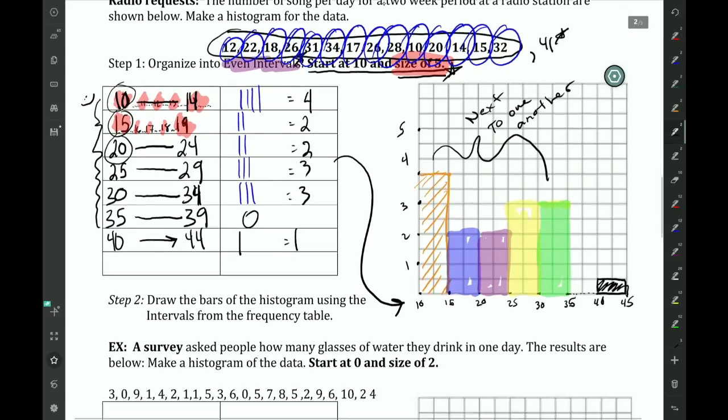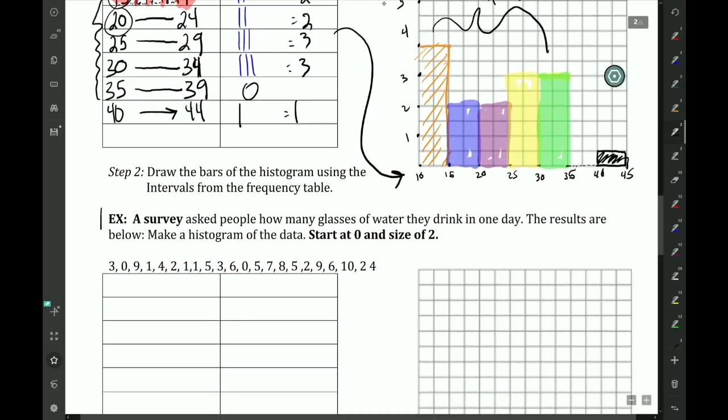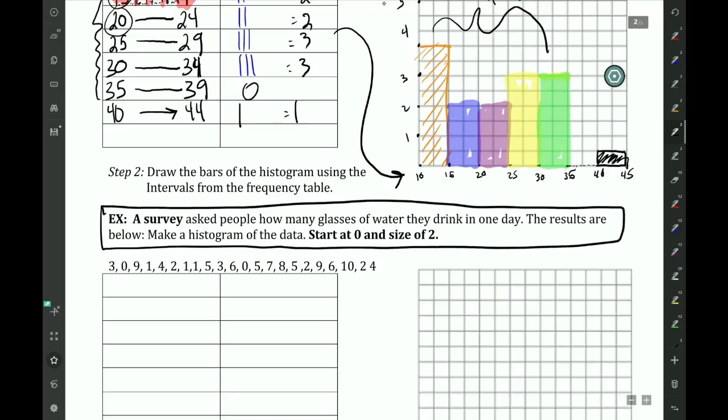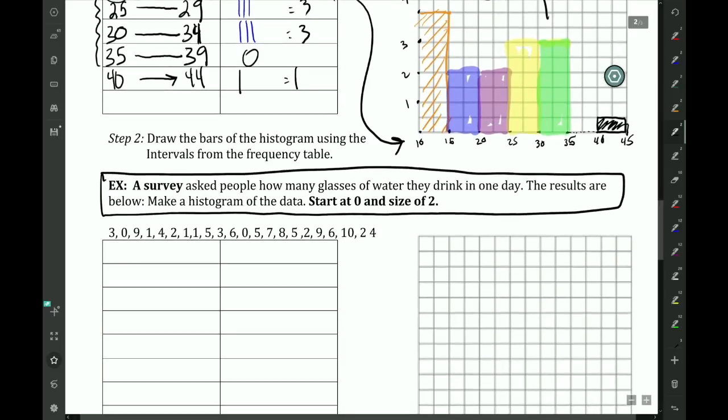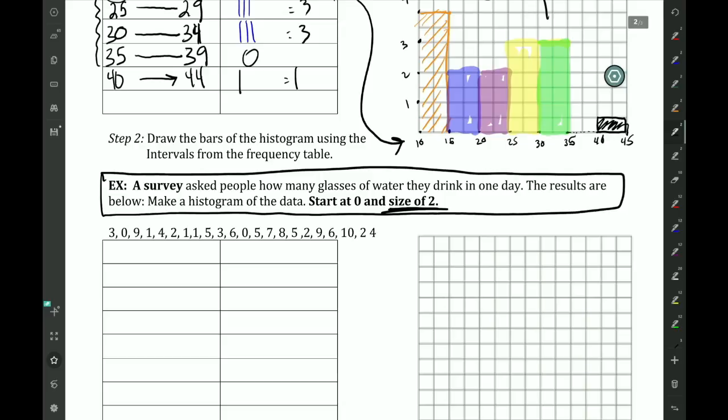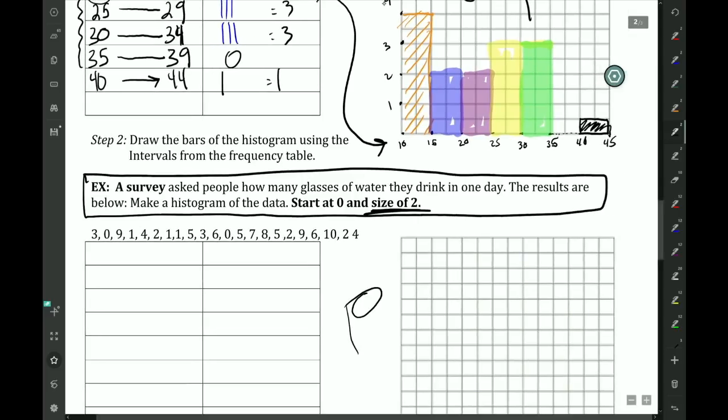What I'd like you to do then as your proof is try this one here best you can. Again, start at 0 with a size of 2, and this is a survey on how many glasses of water they drink each day. So water, this is my cup of water. Alrighty, that's a terrible cup. Come on, we can make it nicer.